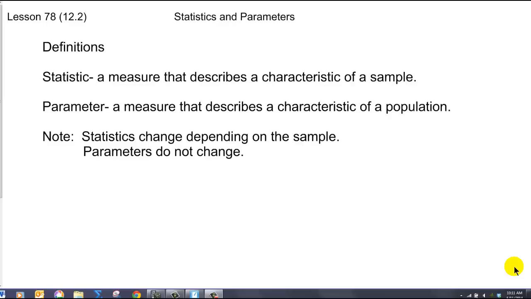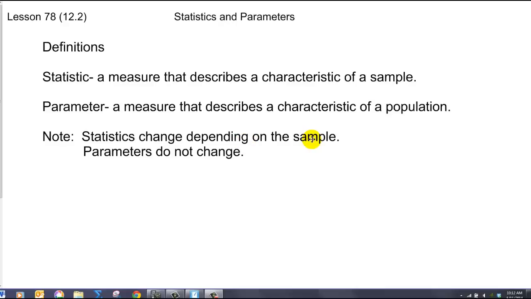Next, we're going to move into a topic called statistics and parameters. A couple of definitions to get us started. Basically, a statistic is just a measure that describes a characteristic of some large sample. A parameter is a measure that describes a characteristic of an entire population. Remember, samples are smaller than the population. One thing we need to note, statistics are going to change depending upon the sample.